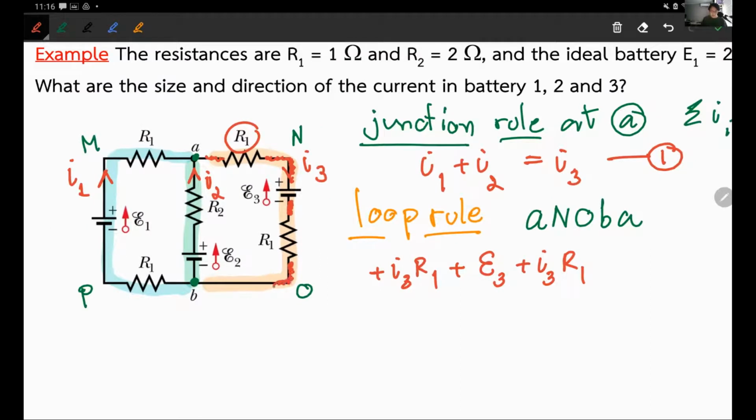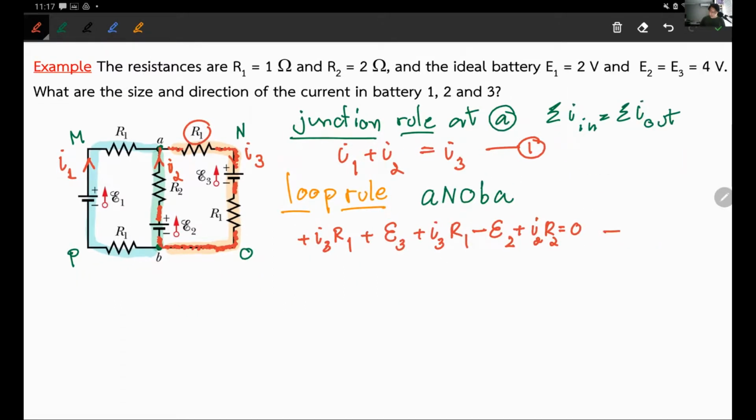Keep going. Nothing happens. At B I turn. I hit the negative end of E2, so negative E2. Keep going. I see another R2 with the current I2, and right now I am going along with I2. I2 is pointing up and I'm still walking up, so it's a positive I2 R2. I have arrived at A. I equate everything to 0. That's my equation number 2. Done.